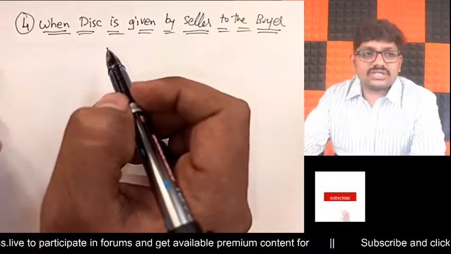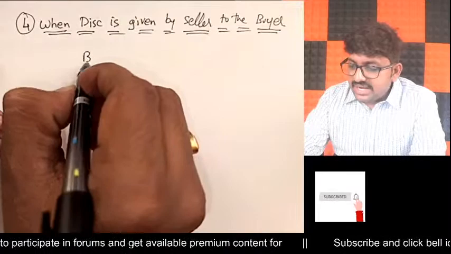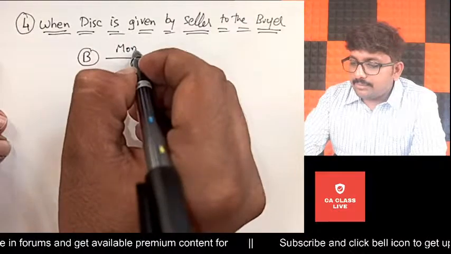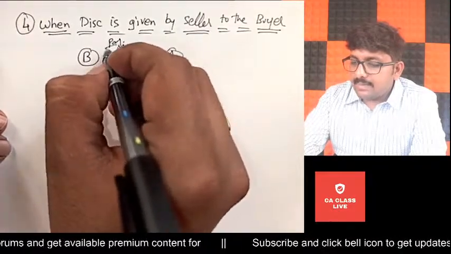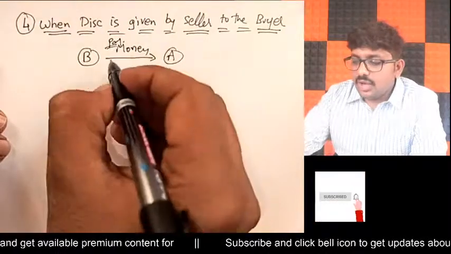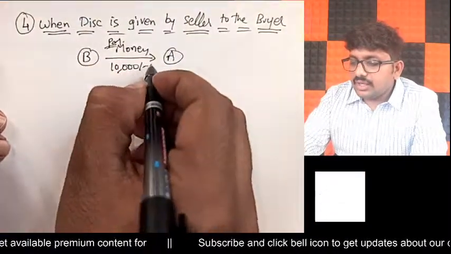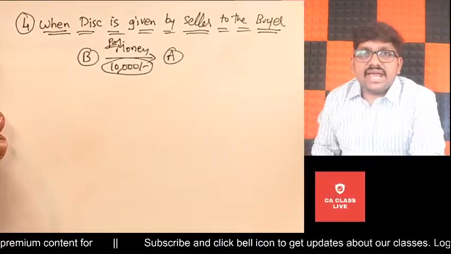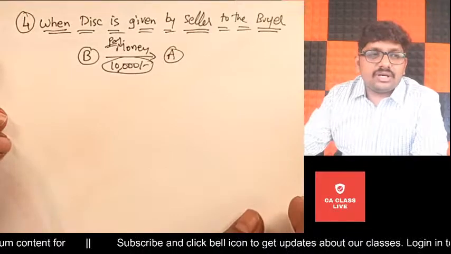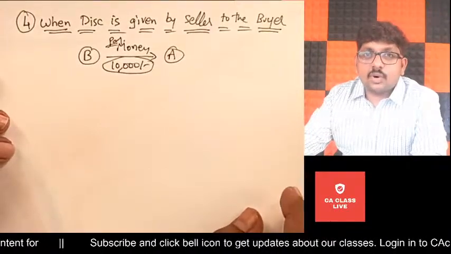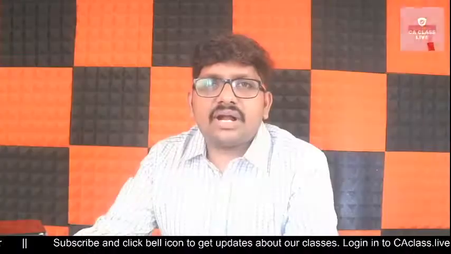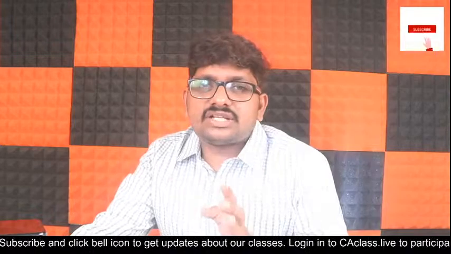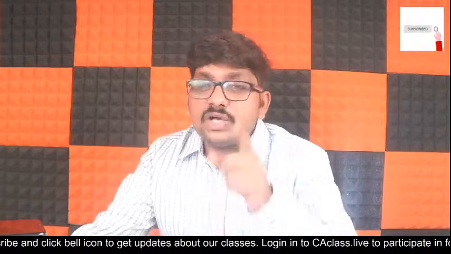So what is happening when the seller gives discount to us? Actually, B has to pay money to A. All of us know, how much? 10,000. Now, imagine A is in urgent need of money. He came to you, B, and told you, boss, I want money very urgently. Whatever be the case, you have to pay me how much?